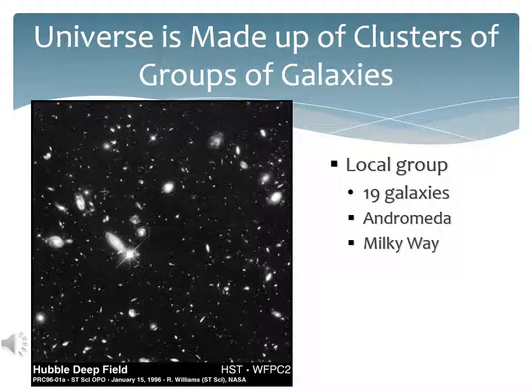No matter what direction we look, we see the same structural pattern. Stars in galaxies, galaxies forming groups of galaxies, and groups of galaxies forming clusters of groups of galaxies. Now in our local group of galaxies, there's about 19 galaxies. Andromeda and Milky Way, our home galaxy, are the biggest two in our local group.